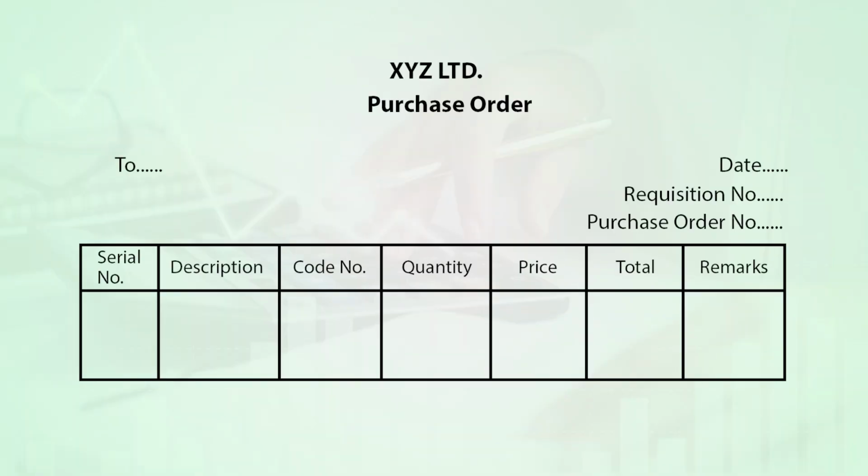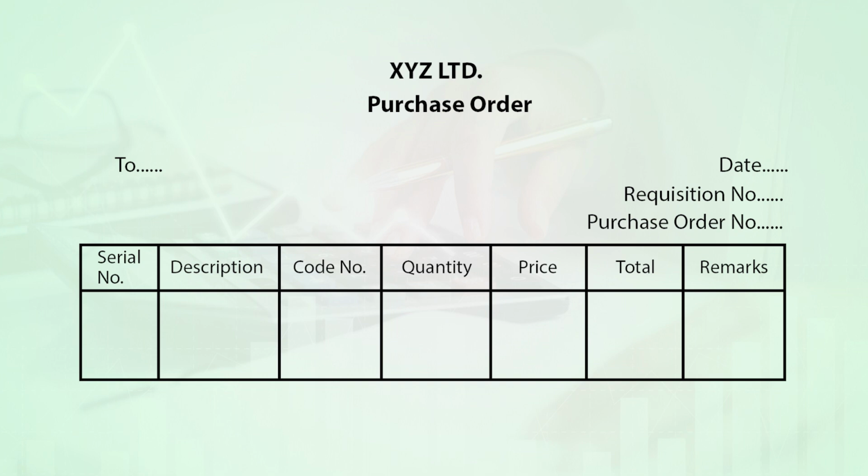Let us have a look at the format of purchase order. So, the purchase order of XYZ Limited is given. On the left hand side, it is given to, that is name and address of supplier. So, who is going to supply us material. On the right hand side, the date, requisition number and purchase order number are written.